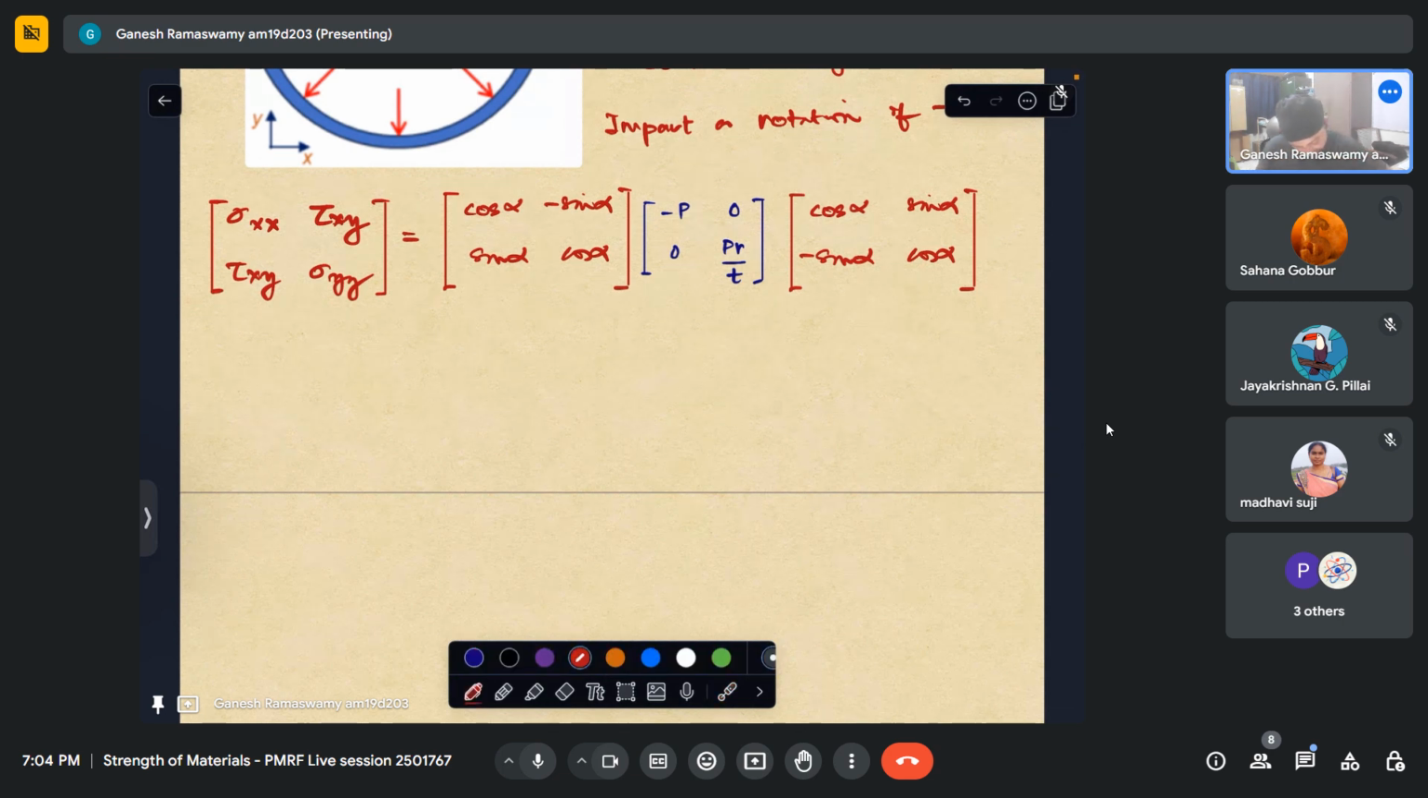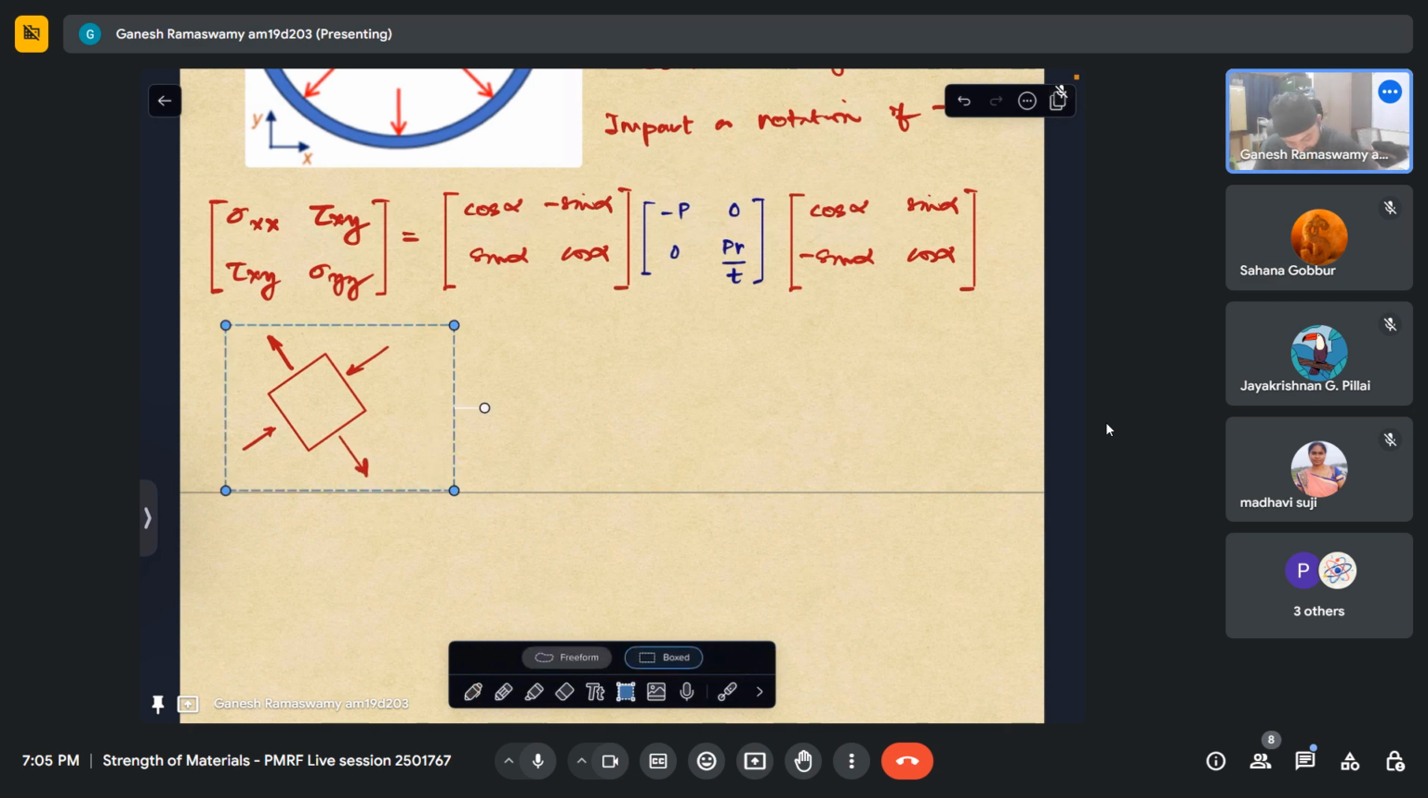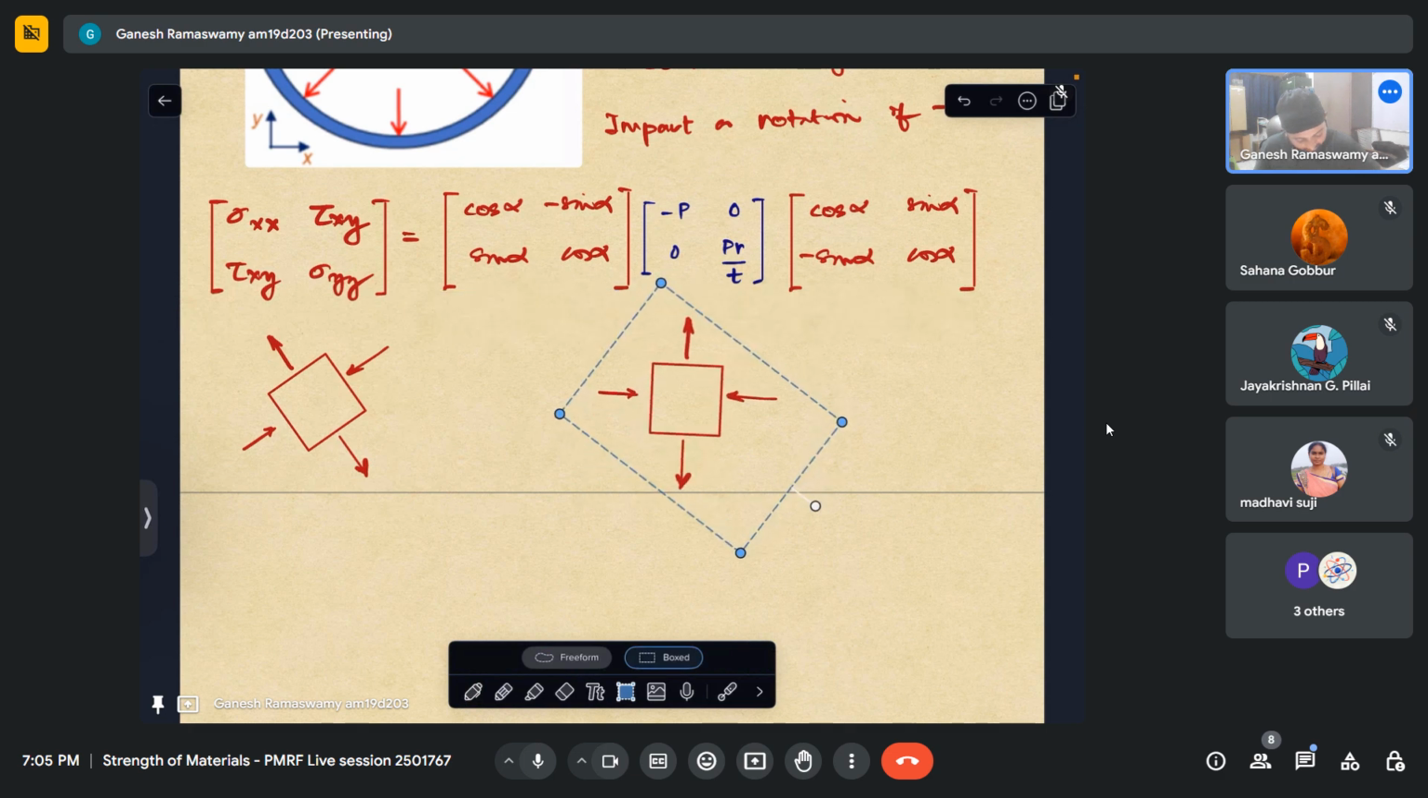I have the element like that. For simplicity, I'm drawing it this way. If I have the element like that, when I transform it, it will be having some shear as well. I'm not qualifying the directions presently. That will be based on the values.